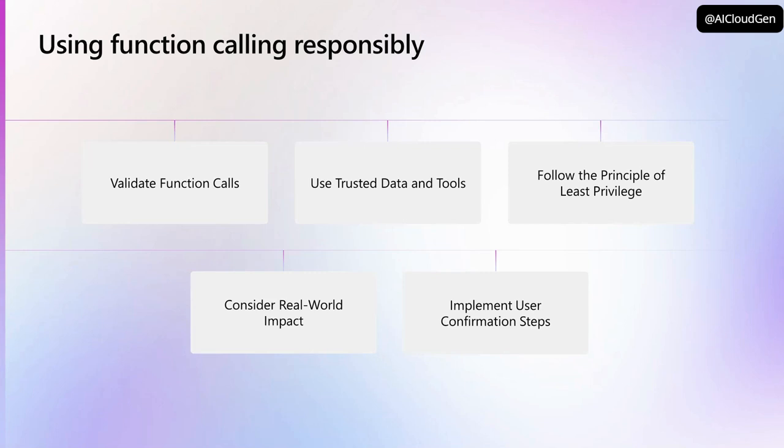Some tips on how you can use functions safely and securely: always validate your function calls. This is checking the parameters and making sure the call aligns with the intended action. Use trusted data and tools only. And follow the principle of least privilege, which means grant only the minimum access necessary for the function to perform its job. And always consider the real world impact.